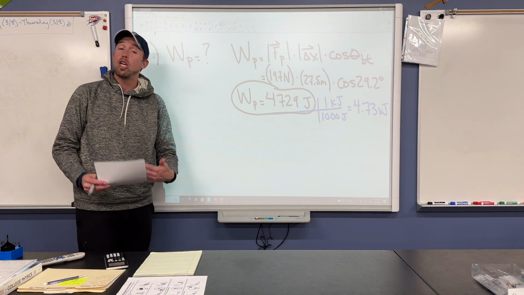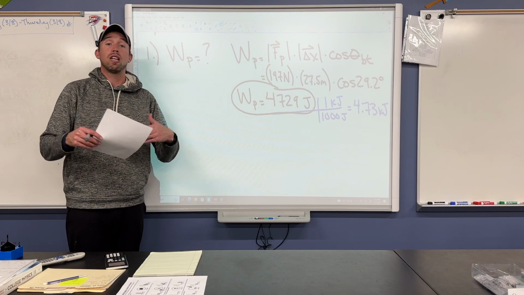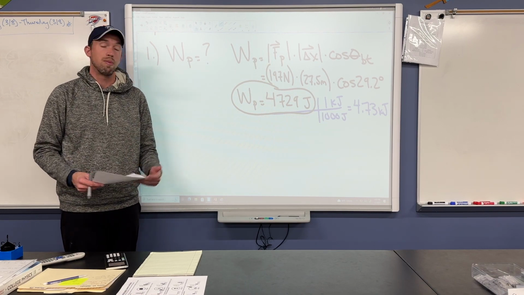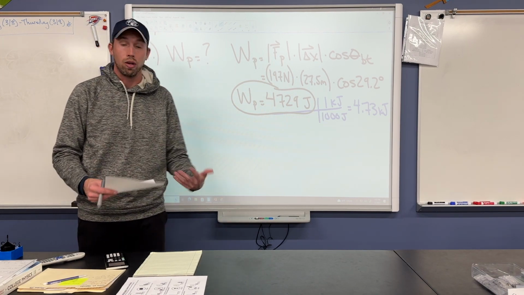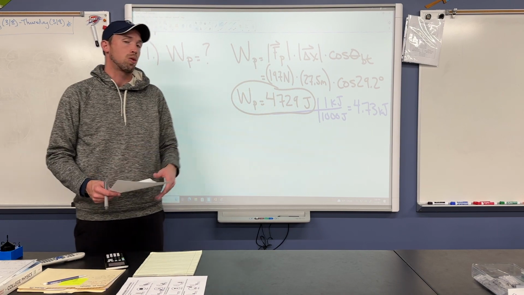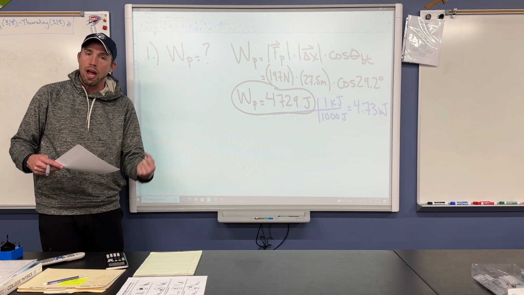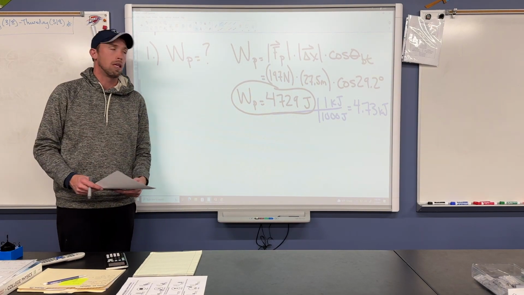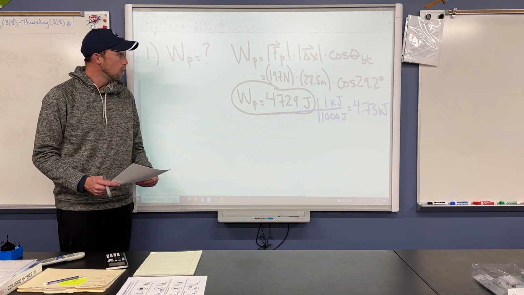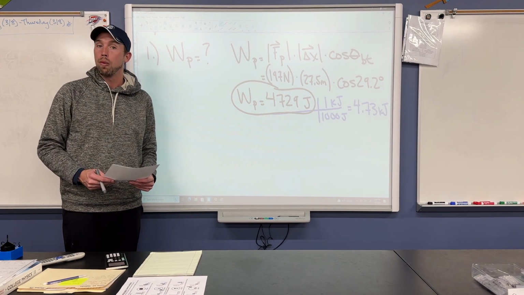Now that may not be the overall amount of work done because there are some other forces acting on the object. Remember, we were told that there was some friction here we'll probably have to account for. I'm guessing that's where the problem wants to go next. But here we can find the work done by one of the forces on the object, namely the pulling force. Okay, so hopefully that gets us going here with part one.